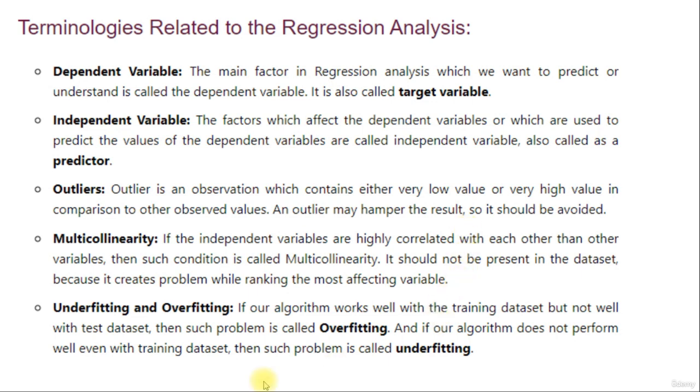Now multicollinearity. If the independent variables are highly correlated with each other rather than with other variables, then such a condition is called multicollinearity.